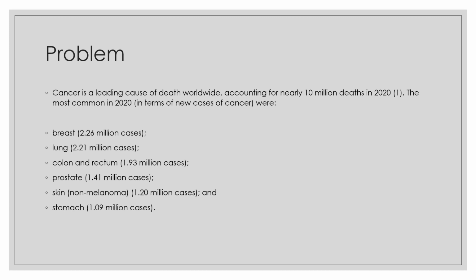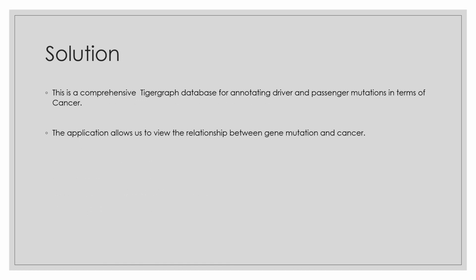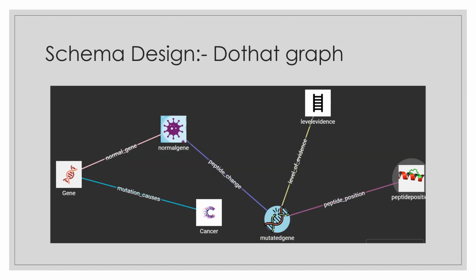Now, what's the solution we are proposing? This is a comprehensive TigerGraph database for annotating driver and passenger mutations in cancer, to study cancer better and to have a hierarchy-based tool that helps us find the linkages between different mutations. This is the tool that we are proposing. The application allows us to view the relationship between gene mutation and cancer.